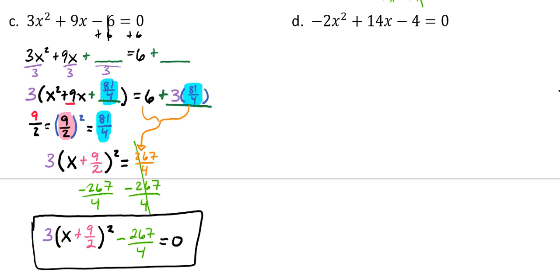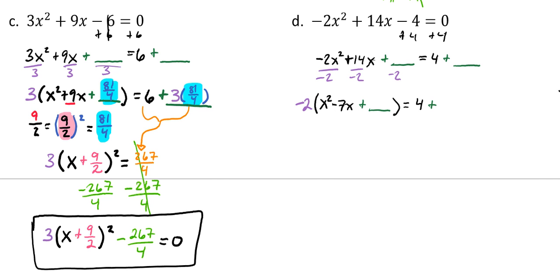For letter D, you needed to have moved the 4 over first, giving you a negative 2x squared plus 14x plus leave a space equals 4 plus leave a space. Then factored out the negative 2. So if we factor out the negative 2, we get the negative 2 times x squared minus 7x plus leave a space equals 4 plus negative 2 times whatever we're going to put in our leave a space.